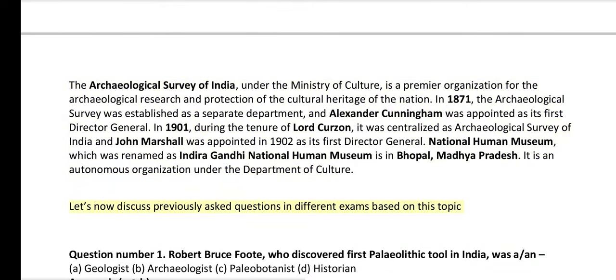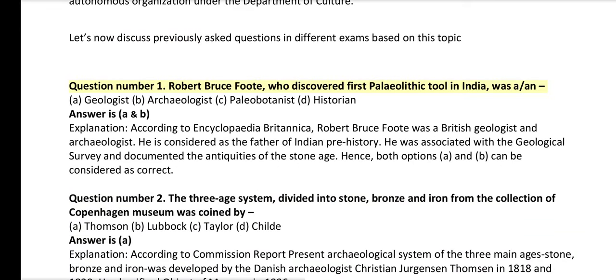Let's now discuss previously asked questions in different exams based on this topic. Question number 1. Robert Bruce Foote, who discovered the first Paleolithic tool in India, was: A. Geologist, B. Archaeologist, C. Paleobotanist, D. Historian. Answer is A and B.